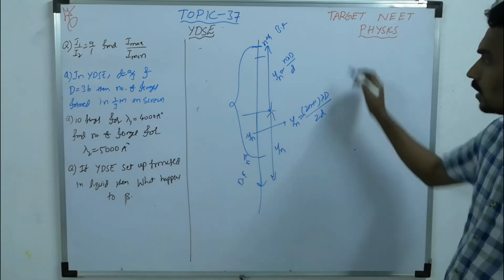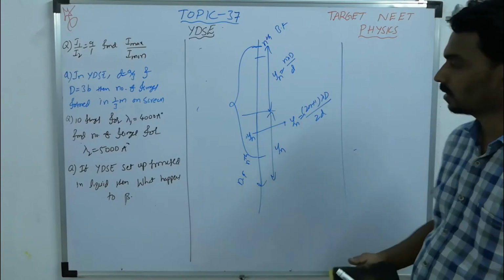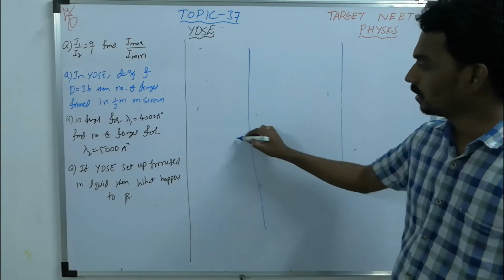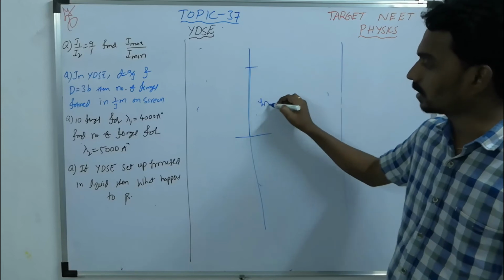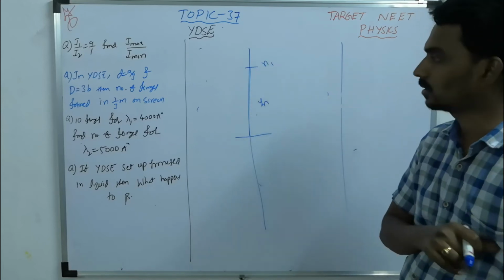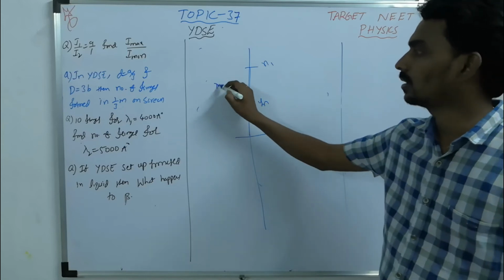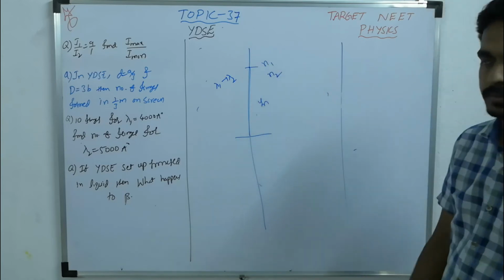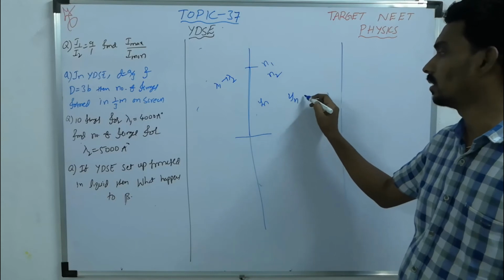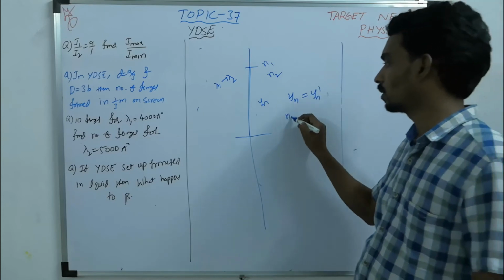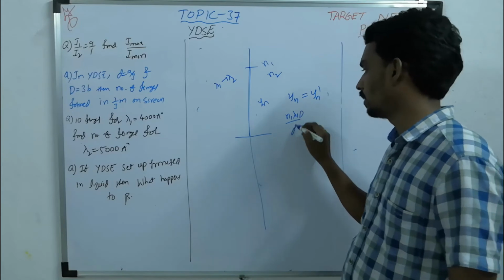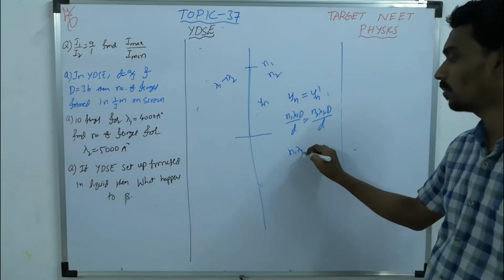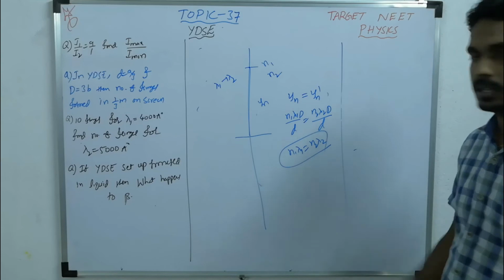Now here, one more thing they will ask you. First they have used wavelength lambda 1, then they got the n1 bright fringe at a distance from the center. Then they have replaced it with lambda 2, and at the same point they got the n2 bright fringe. Then yn equals yn dash. So n1 lambda 1 by d equals n2 lambda 2 by d, so that n1 lambda 1 equals n2 lambda 2.